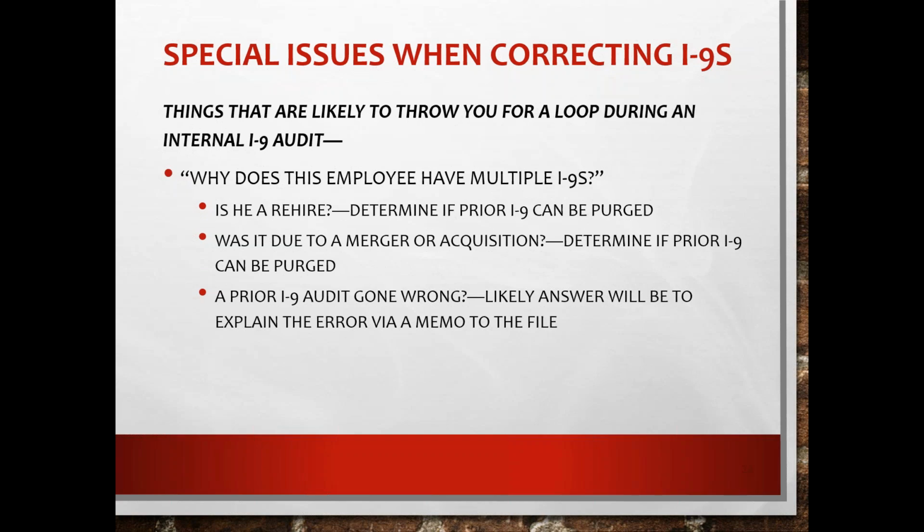Was it due to a merger or acquisition? Did you decide to do new I-9s and then retain the old I-9s? If so, then you need to determine if you can get rid of those old I-9s. And it's always good to get rid of them if you can under the rule, because it's potential liability just kind of vanishing, which is always a nice thing. Makes lawyers smile. Is it a prior I-9 audit gone wrong?